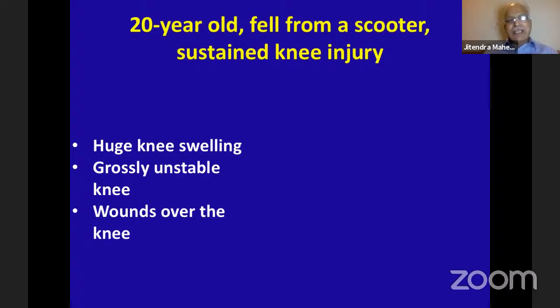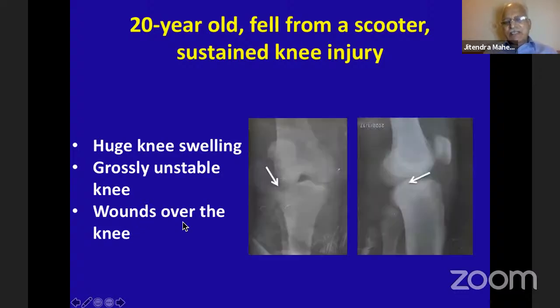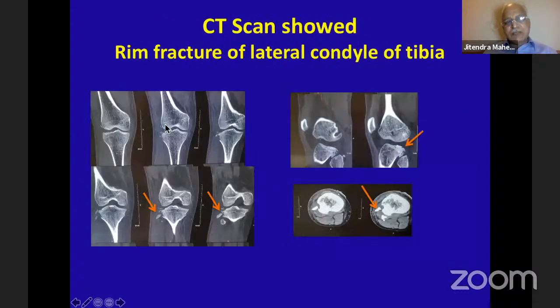Very typical in India. Huge knee swelling, grossly unstable knee it was. That's not the time I saw him. I saw him later. There were wounds over the knee as expected when you fall on the roadside. And that was the X-ray done at that time, which showed a lateral condyle fracture, depressed on the posterolateral aspect. And the surgeon did a CT as well, which is very good.